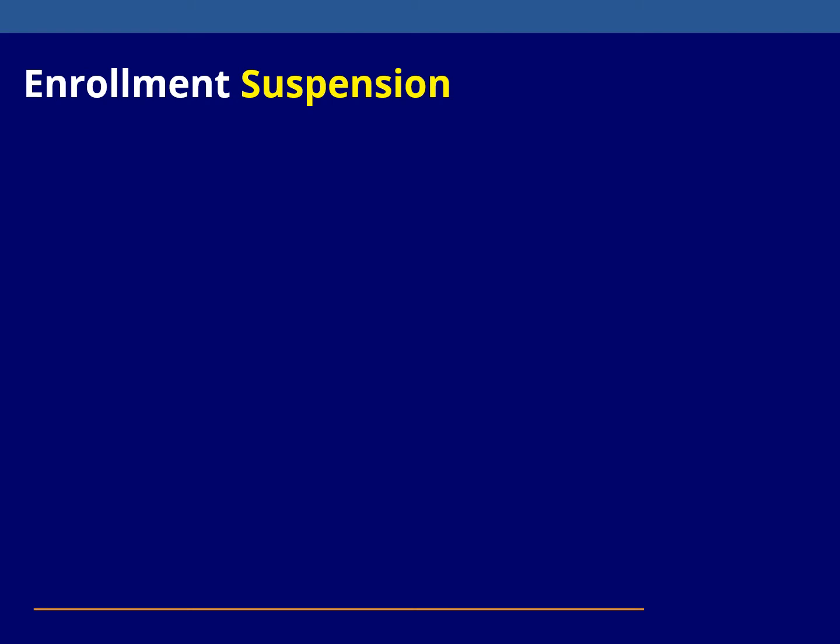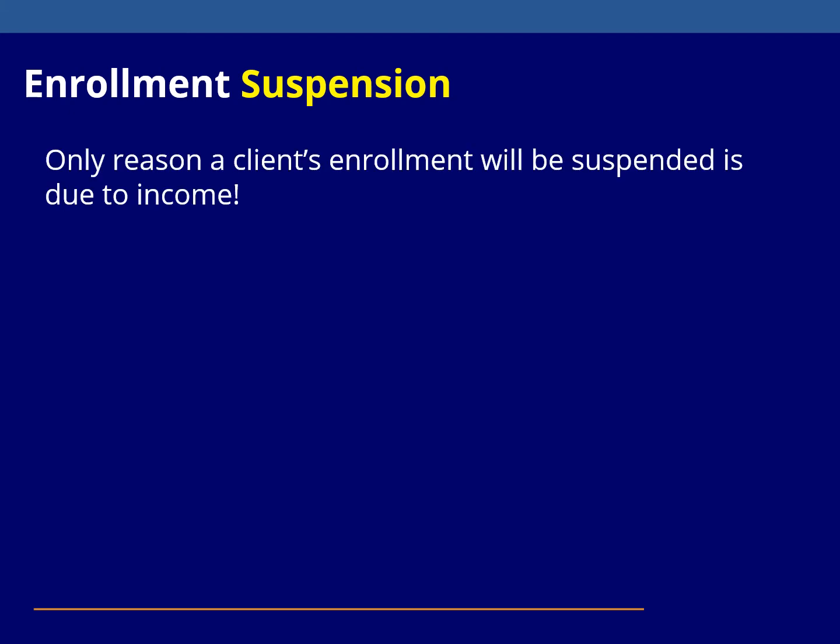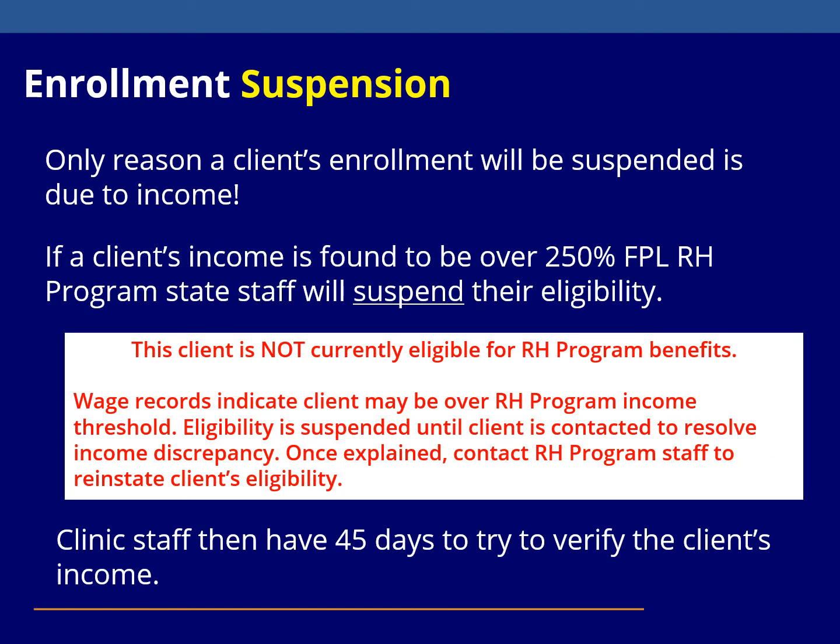There will be times when you look up a client and see that their enrollment has been suspended. This only happens when we find that a client's income is over 250% of the federal poverty level. When you see this message, you should contact the client to verify that the income they put on the enrollment form was correct at the time of their enrollment.